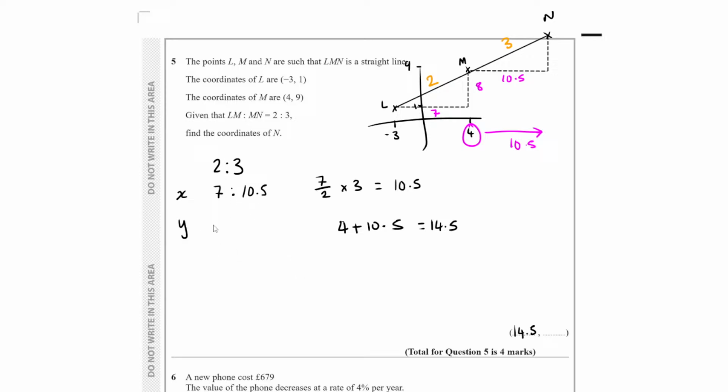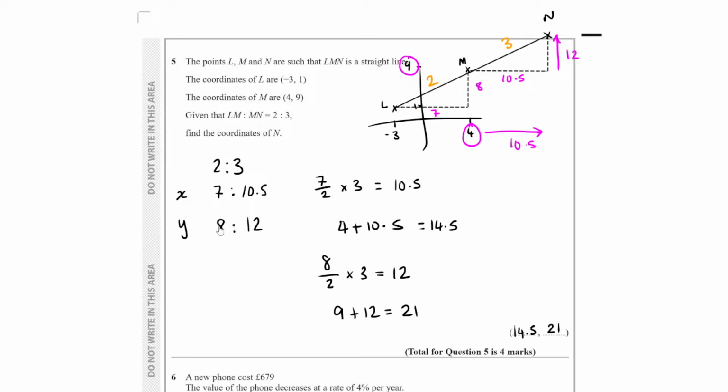And then you can do y. So y, we said vertically, the difference or the distance is 8. Do the same thing, so 8 divided by 2, which is 4, then times it by 3 on the other side, gives me 12. So that distance vertically, this distance here, is 12. But do you see how I'm starting at 9? I'm not starting from 0, I'm starting at 9. So that would be 9 plus 12. So you should get 21. That's what I would do.